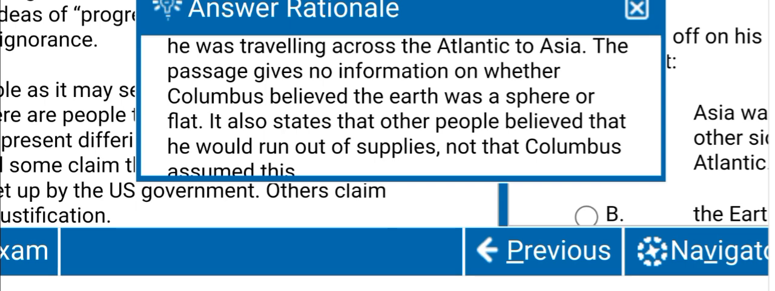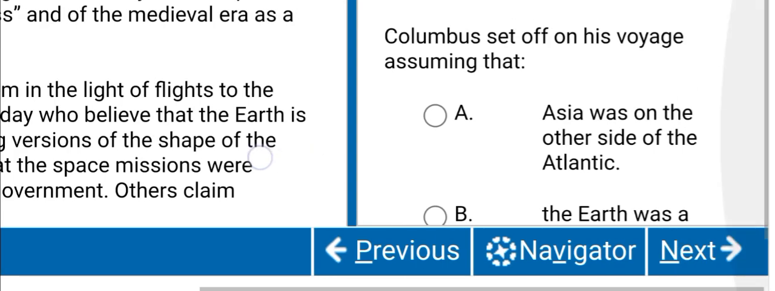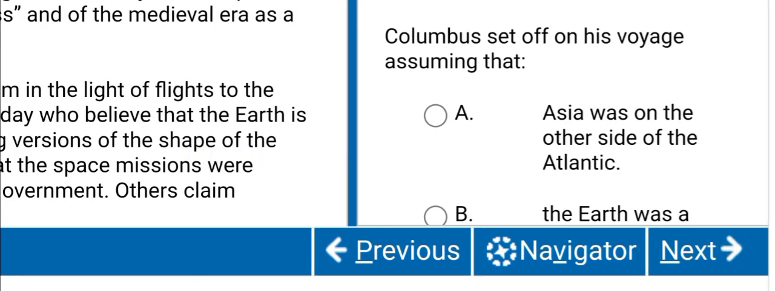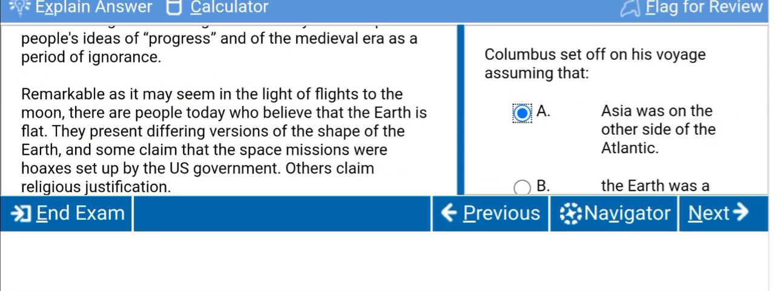Note that Columbus assumed this. So these are the reasons because of which the correct option is option A, which is Asia was on the other side of the Atlantic. So Columbus set off on his voyage assuming that Asia was on the other side of the Atlantic.